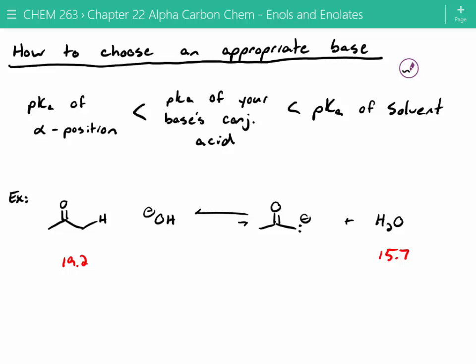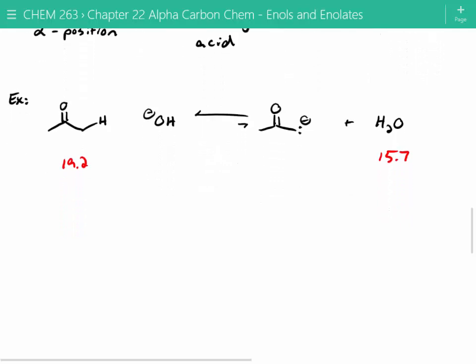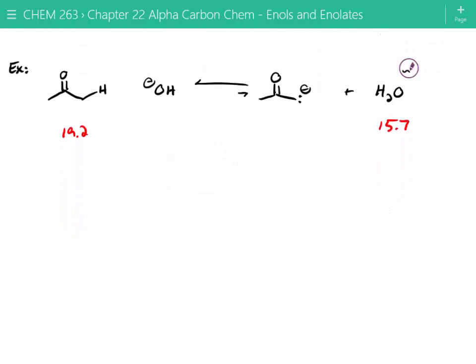All right, so hydroxide isn't a good base, but the important thing to remember is there is still some of the enolate in solution, right? Just a very, very small amount. We can take a look at a different example. Let's go back to our diketone example, and we can use hydroxide.